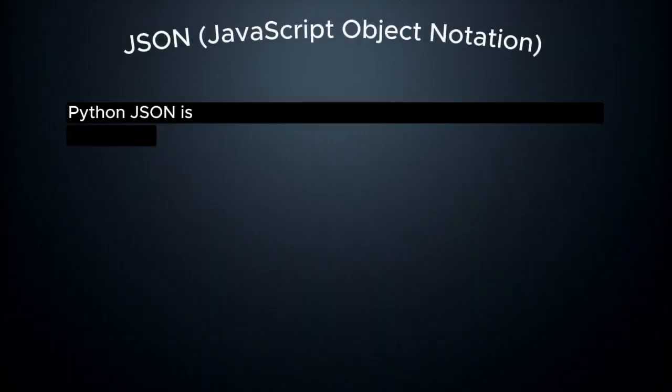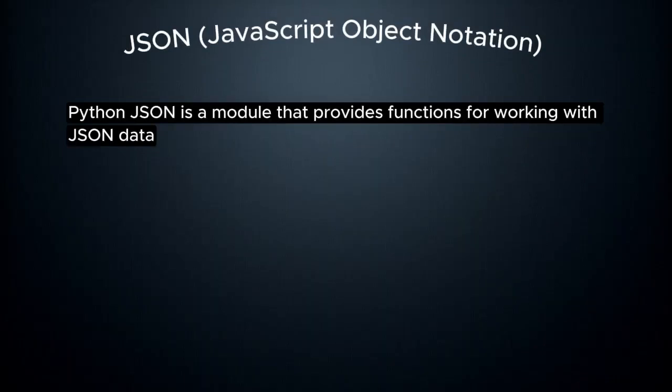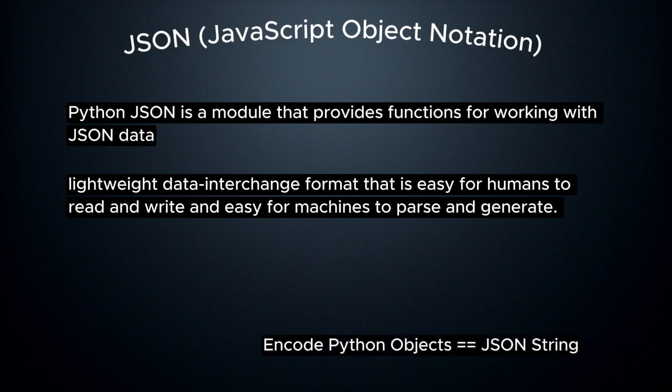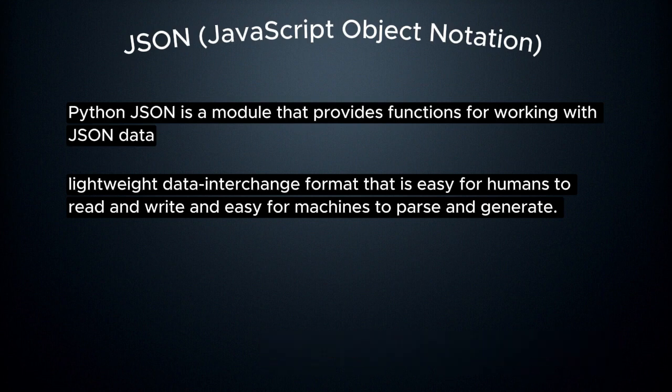Python JSON is a module that provides functions for working with JSON data. JSON, or JavaScript Object Notation, is a lightweight data interchange format that is easy for humans to read and write and easy for machines to parse and generate. It is widely used for exchanging data between a server and a web application. The Python JSON module allows us to encode Python objects into JSON strings and decode JSON strings into Python objects. It provides the necessary tools to convert data from one format to another and interact with JSON data in Python. In this lesson, you will learn how to encode data and also decode strings with Python.